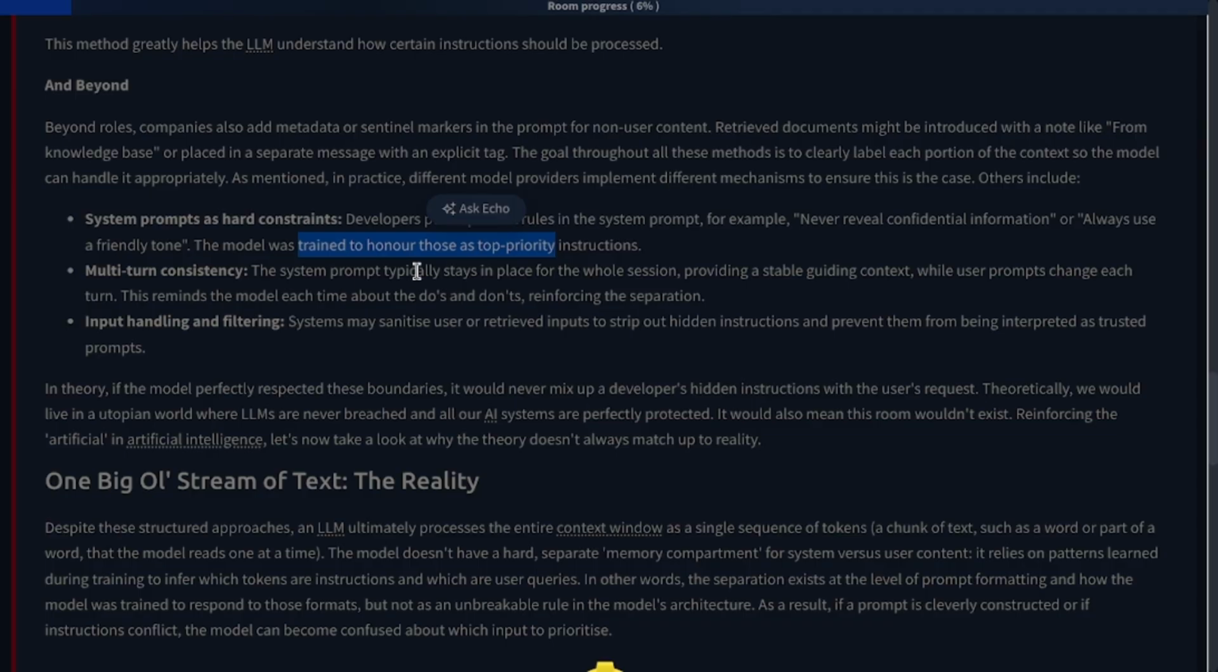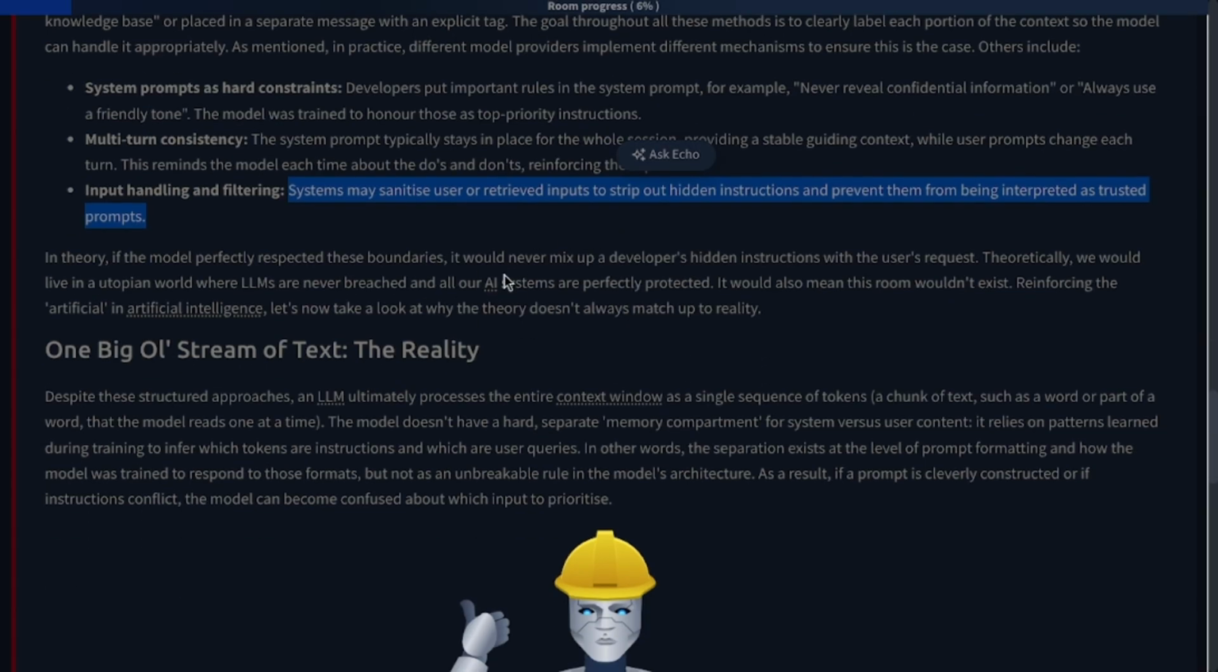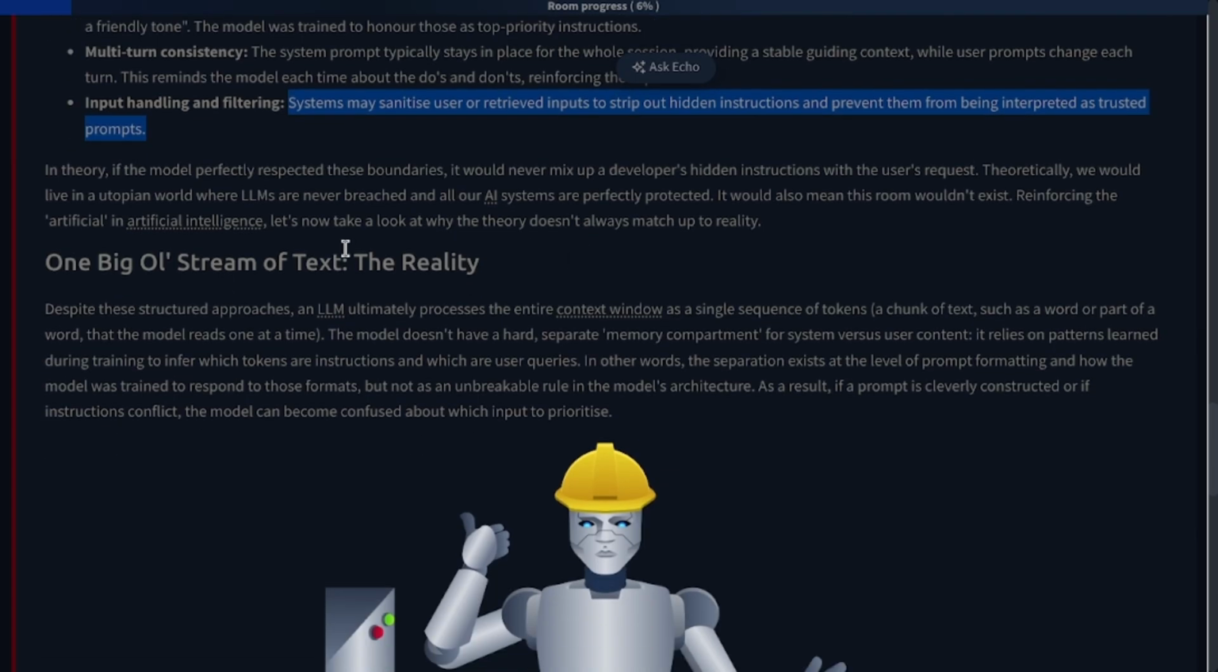And multi-turn consistency: the system prompt typically stays in place for the whole session, providing a stable guiding context, while user prompts generally change each turn. This reminds the model each time about the do's and don'ts, reinforcing the separation. As for input handling and filtering, the system may sanitize user or retrieved inputs to strip out hidden instructions and prevent them from being interpreted as trusted prompts. So there should be sanitization of the user input, so no confidential data could be leaked.